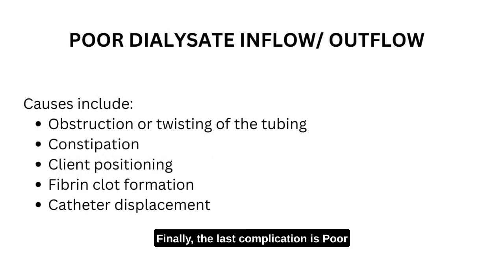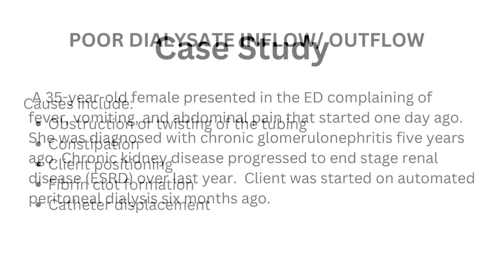Finally, the last complication is poor dialysate inflow or outflow. Causes include obstruction or twisting of the tubing, constipation, client positioning, fibrin clot formation, and catheter displacement.